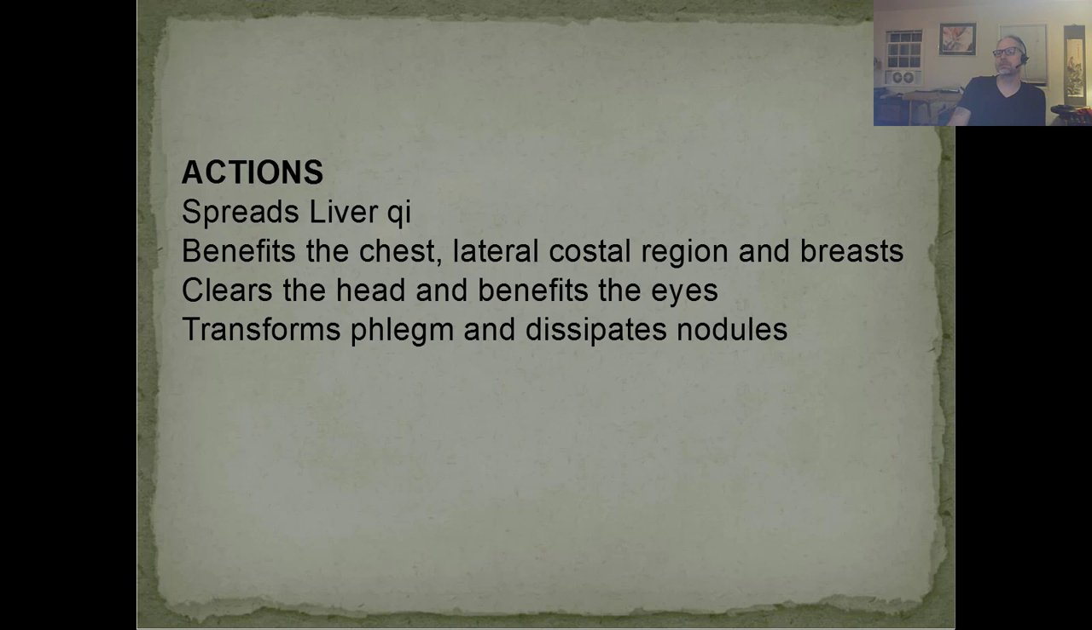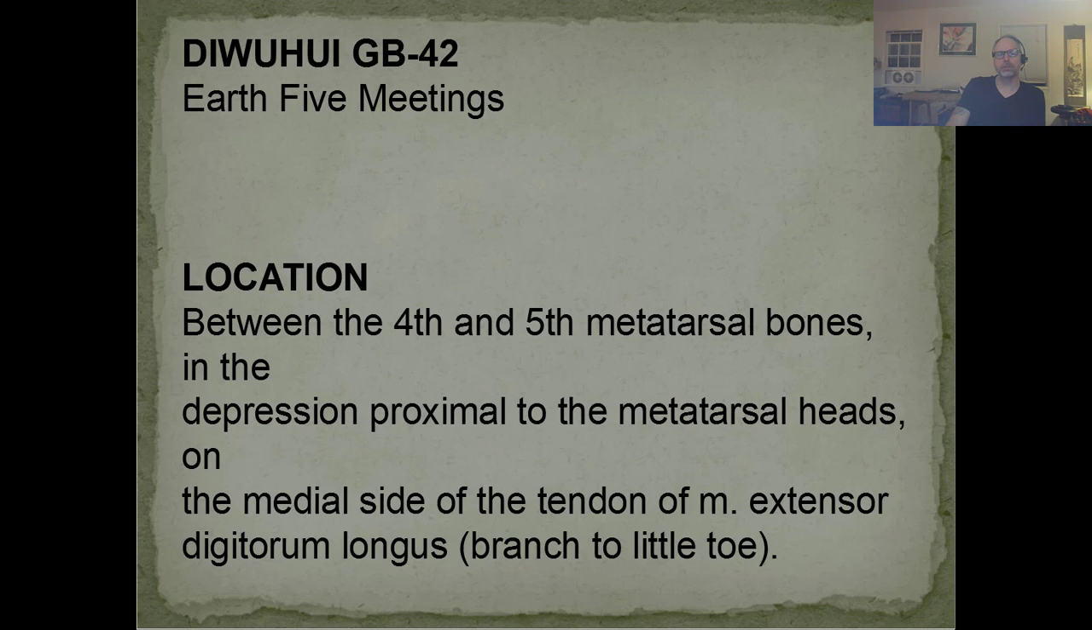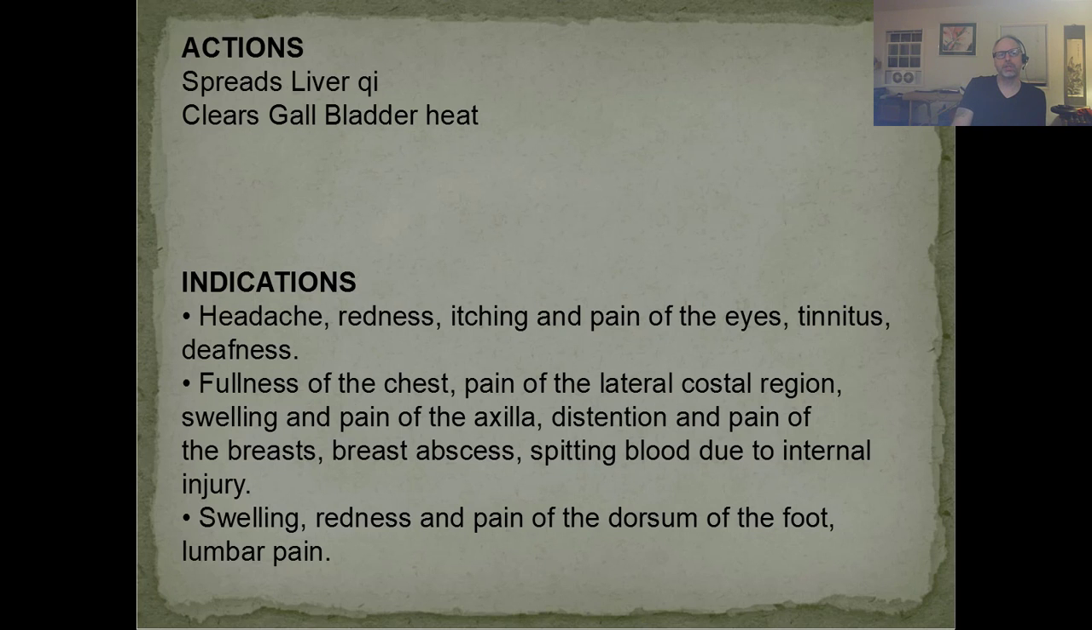Spreads liver qi, benefits the chest, lateral costal region and breasts, clears the head, benefits the eyes, transforms phlegm, dissipates nodules. 42 is on the other side of the tendon. Between the 4th and 5th metatarsal bones, any depression proximal to the metatarsal heads on the medial side of the tendon, m. extensor digitorum longus. Spreads liver qi, clears gallbladder heat.